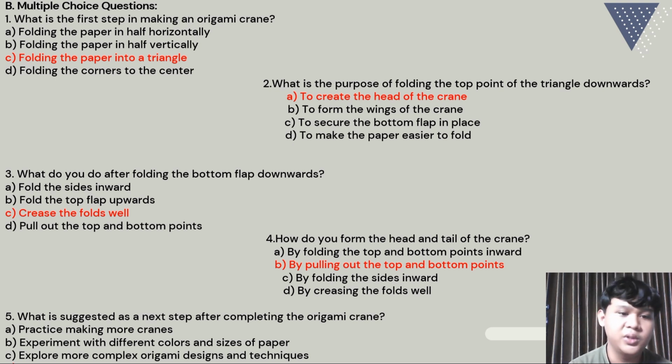Number 3. What do you do after folding the bottom flap upward? The answer is C. Crease the fold well. And number 4, how do you form the head and tail of the crane? The answer is B, by pulling out the top and bottom points. The last question is, what is suggested as a next step after completing the origami crane? The answer is D, all of the above.